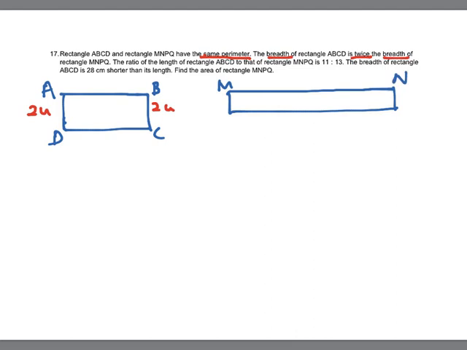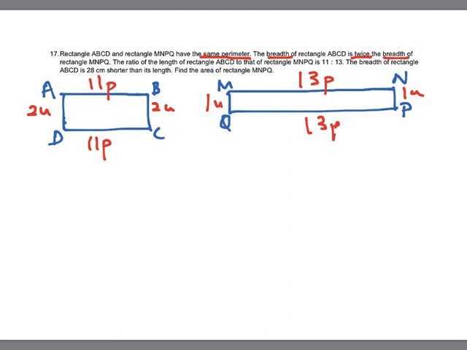M N P Q, and this one would then be like 1 unit because it's half of the breadth of ABCD. Okay, this sounds good so far. The ratio of the length of the rectangle ABCD to that of rectangle MNPQ is 11:13. I cannot equate them to be units because they are different measurements. So I will call this 11 parts and 13 parts. Let me just do the top part as well.